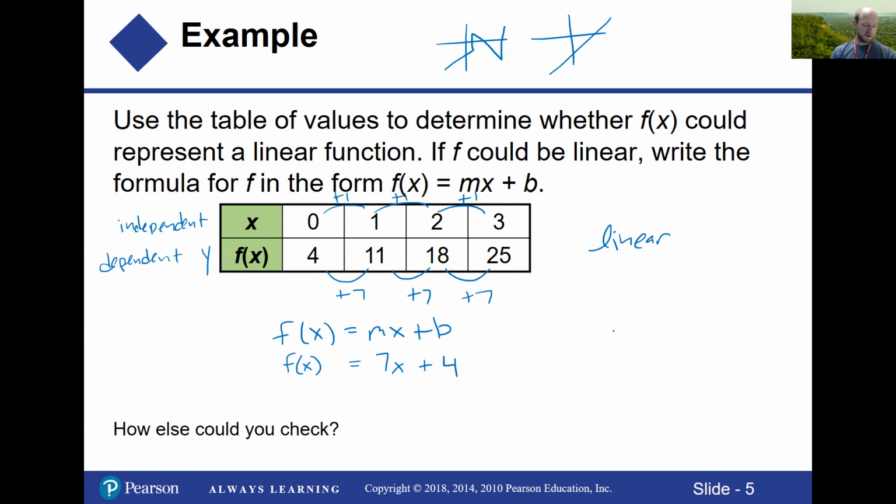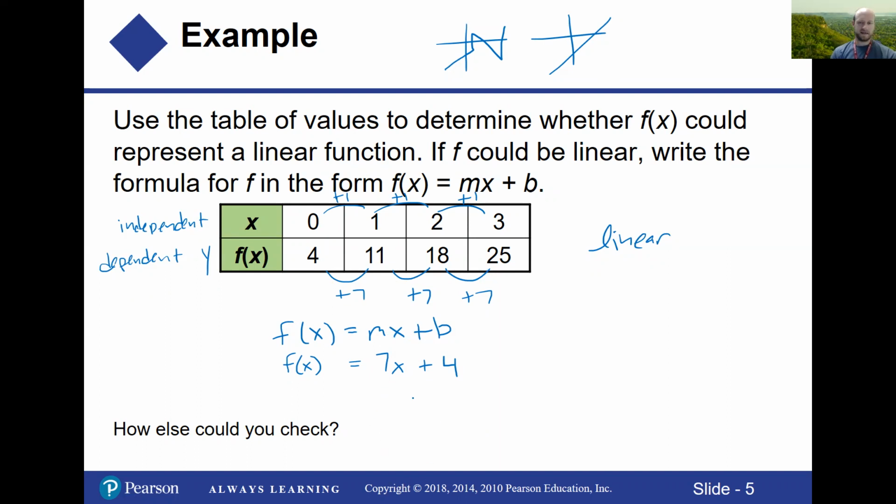And you can check this. You can check to see if your formula is right. Like I said before, once you think you have it, plug it in, right? Plug 1 in for x. Do we get an output of 11? Yeah, 7 times 1 is 7, plus 4 is 11. 7 times 2 is 14, plus 4 is 18. 7 times 3 is 21, plus 4 is 25. So all those check out, including the 0, right? 7 times 0 is 0, plus 4 is 4, and we get that output.